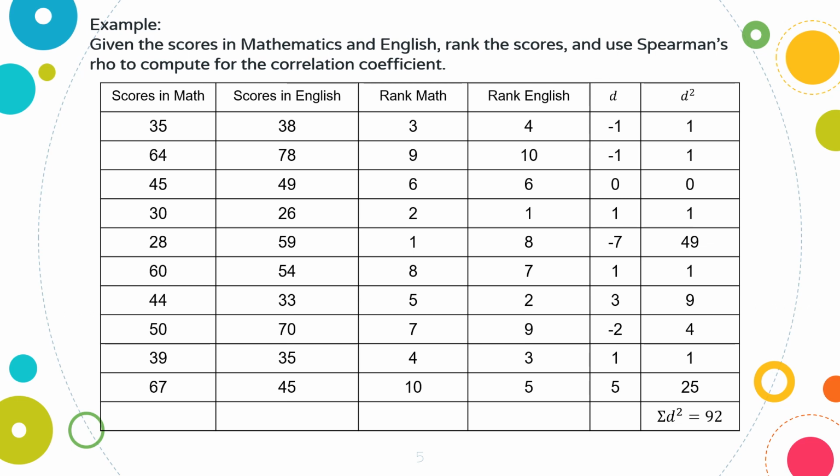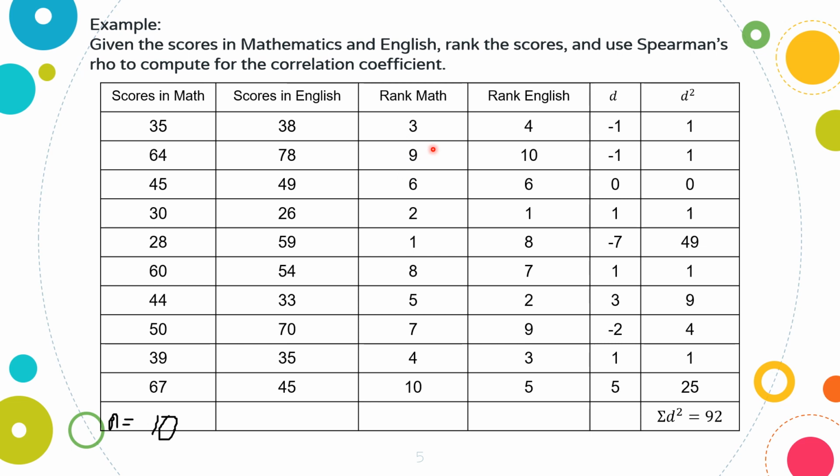So we have the scores in math and the scores in English. How many scores do we have? 1, 2, 3, 4, 5, 6, 7, 8, 9, and 10. So the value of our n is 10. Okay? For math, we have 35, 64, 45, 30, 28, 60, 44, 50, 39, 67. For English, we have 38, 78, 49, 26, 59, 54, 33, 70, 35, 45. So these are the given data.